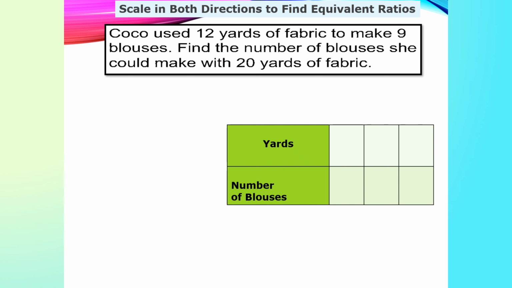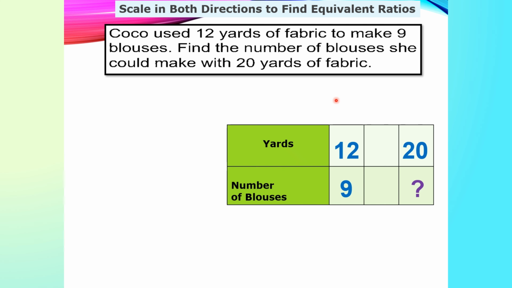Coco used 12 yards of fabric to make 9 blouses. 12 yards of fabric makes 9 blouses. Find the number of blouses she could make with 20 yards of fabric. We do not know the number of blouses she can make with 20 yards of fabric. Let's see. Can we scale forward from 12 to 20? There is no number that can multiply 12 to give us 20.